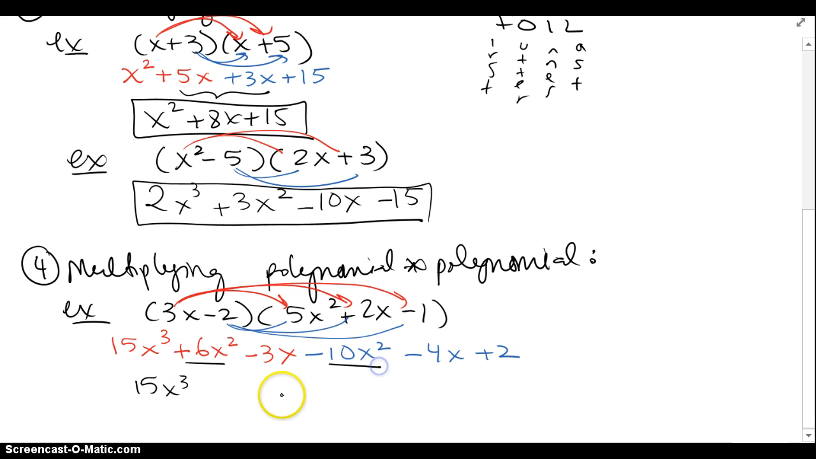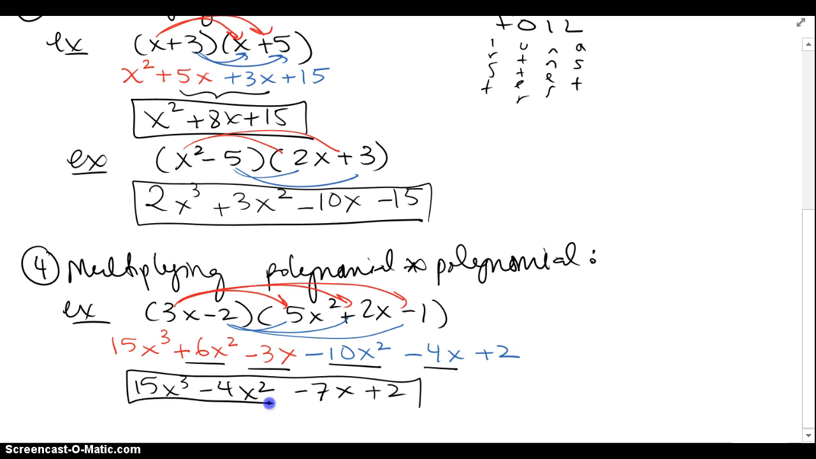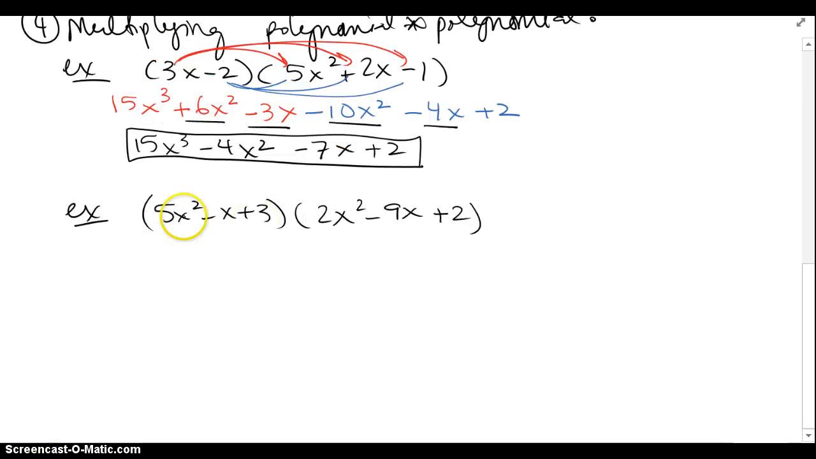I've got these guys that give me minus 4x squared. Then I got these guys that give me negative 7x, and then the plus 2 is all by itself as well. So all we did was, again, use distribution. Now let's look at a trinomial times a trinomial.